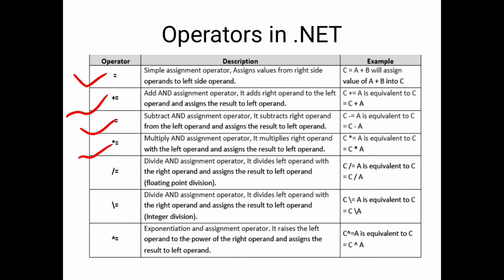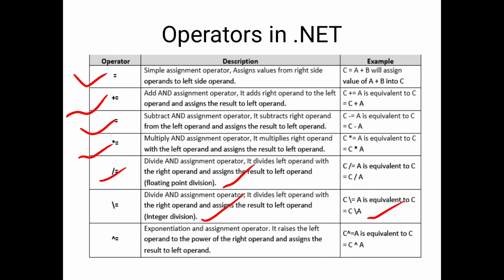The next one is /=, the divide and assignment operator. It divides the left operand by the right operand and assigns the result to the left operand. So C /= A is equivalent to C = C / A. Again, this is floating point division, and the integer division results in an integer value.